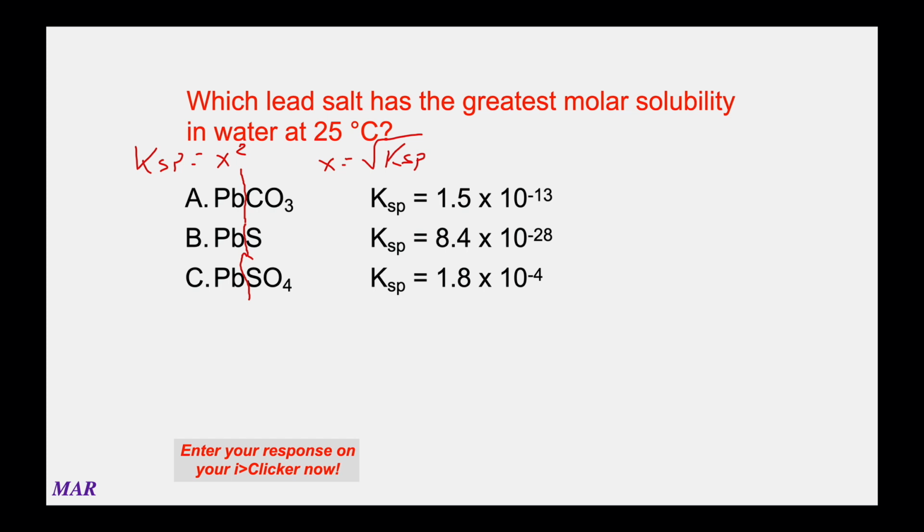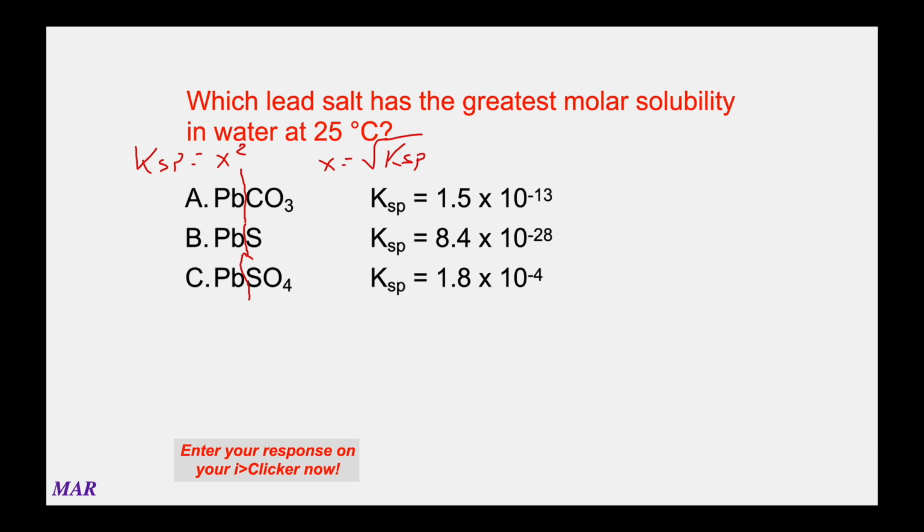Another way to think about it: as K gets smaller and smaller, closer to 0 but never getting to 0, you have more reactant-favored conditions. And more reactant for KSP means more solid. So the biggest KSP will have the most solid dissolved. It should have the greatest solubility. You can see the first 2 KSPs are very small. The third one is small, 10 to the minus 4, but compared to the other ones, that's large.